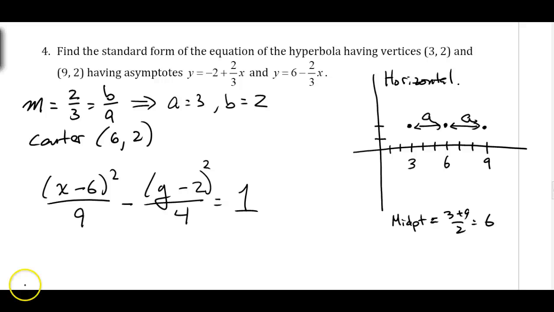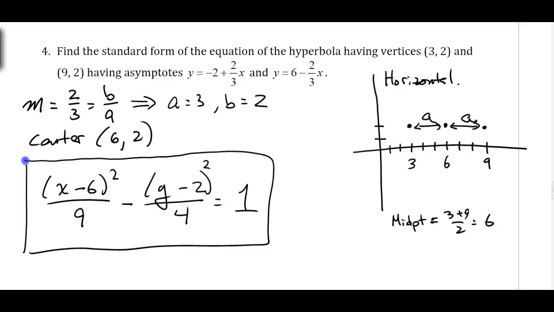Alright, so here's the work for the solution. Here's my equation. And really what I started with is I started with a little sketch. So I sketched out the vertices 3, 2 and 9, 2, and since my vertices were horizontal, I knew that my hyperbola also had to be horizontal. And I also knew that the center had to be halfway between my two vertices. So my midpoint, the x-coordinate of the midpoint anyway, is going to be 3 plus 9 divided by 2, or 6, so that I know that my center is going to be 6, 2. So that's my h, k.